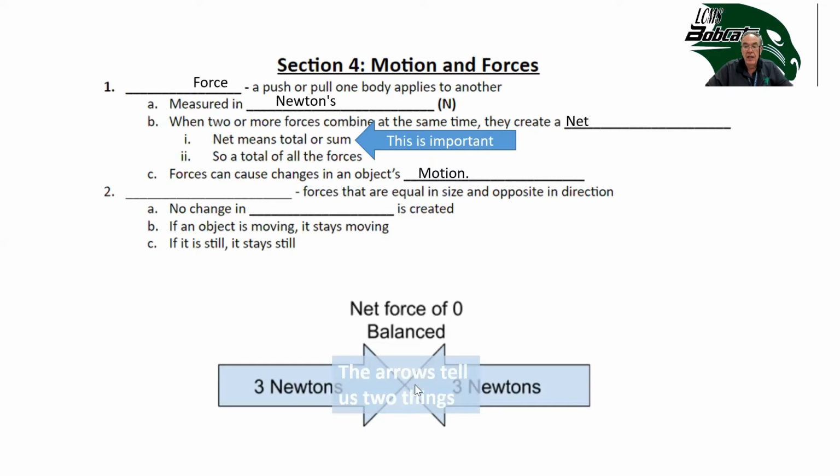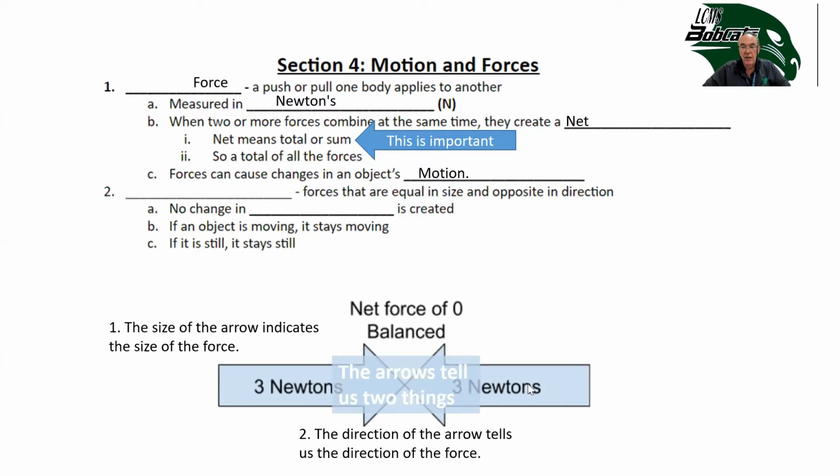Okay. When we look at these arrows, they tell us two things. The forces are usually going to be represented by these arrows, and they tell us two things. One, they tell us the size of the force, so the bigger the arrow, the bigger the force. The other thing they tell us is the direction of the force.